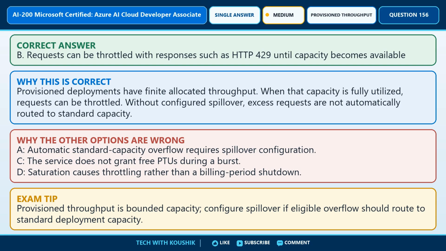Check why each remaining option is not the best fit. A. Automatic standard capacity overflow requires spillover configuration. C. The service does not grant free PTUs during a burst. D. Saturation causes throttling rather than a billing period shutdown. A useful exam pattern is this. Provision throughput is bounded capacity. Configure spillover if eligible overflow should route to standard deployment capacity.